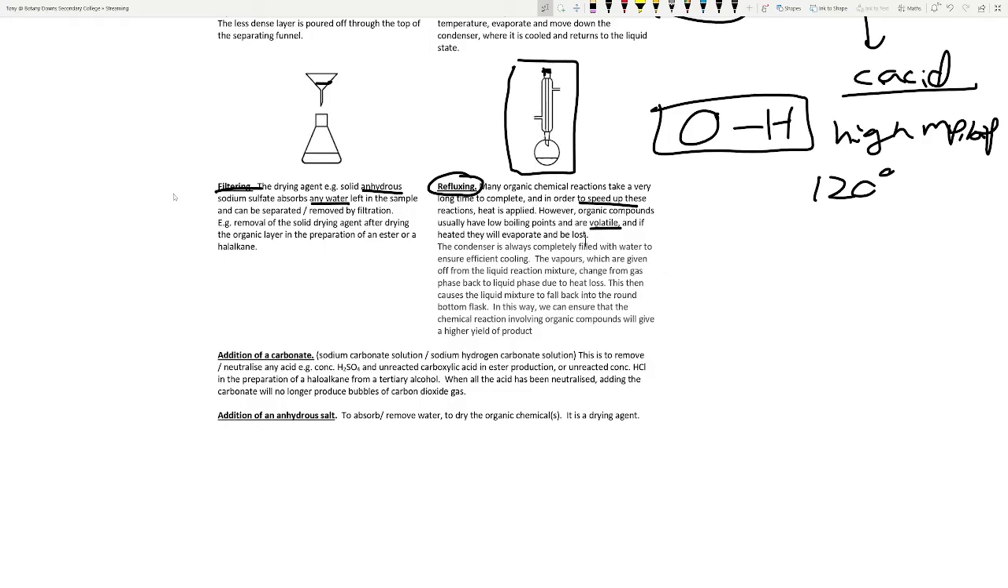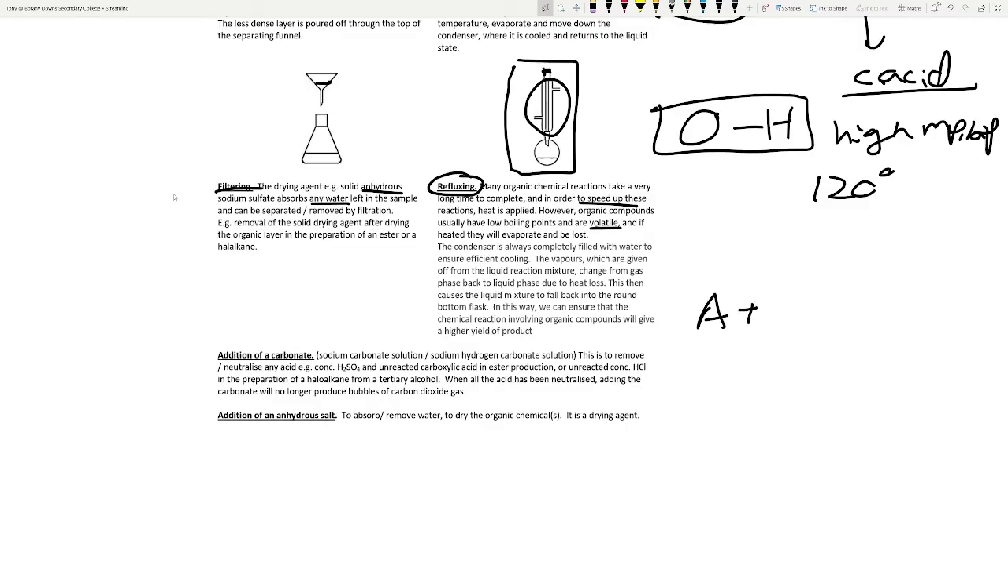Okay, so what you're doing is always increasing the heat, and then you have the condenser up here, which is going to cool down any of the vapor that's gone up to the condenser. It's going to cool it down and then it just drops back down. So it's kind of like you're just speeding up the rate of reaction. Okay, so you're making sure that the reaction goes to completion.